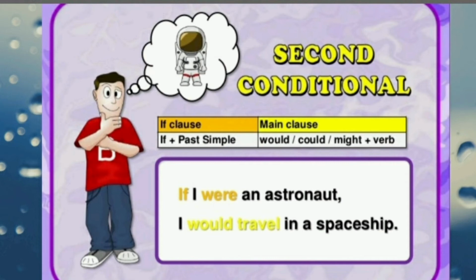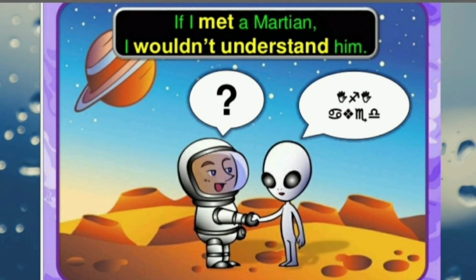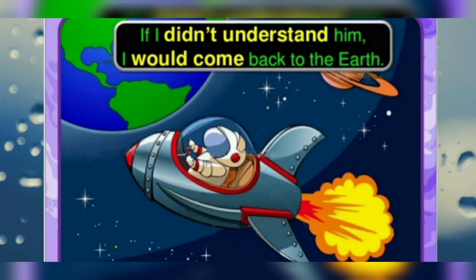For example, if I were an astronaut, I would travel in a spaceship. If I met a Martian, I wouldn't understand him. If I didn't understand him, I would come back to the earth.